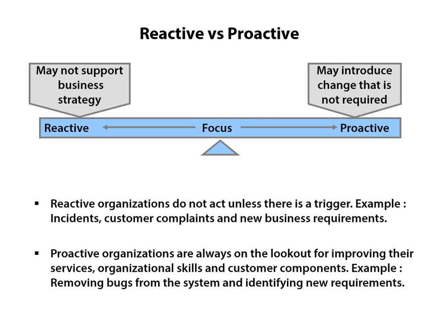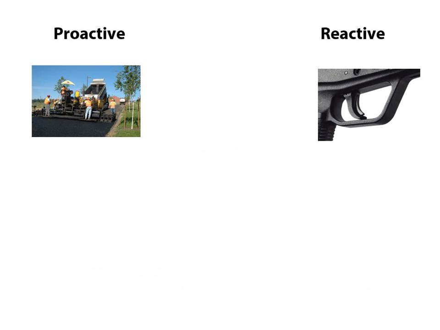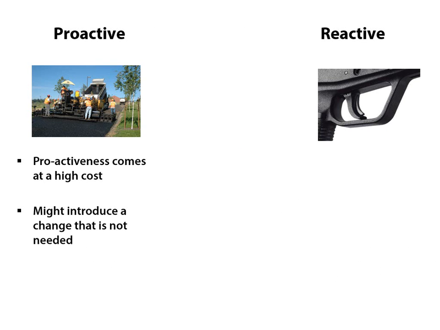On the other hand, proactive organizations are always on the lookout to improve their services, organization skills, and other customer service components. They do not wait for the customer or the monitoring tool to tell them what needs to be done, but instead they find ways to identify new requirements through trending or finding bugs in the system before they cause incidents. As I mentioned earlier, the proactive approach is considered positive, and I agree. It is indeed positive, but extreme positivity is dangerous. You might introduce a change into the system that is not needed.